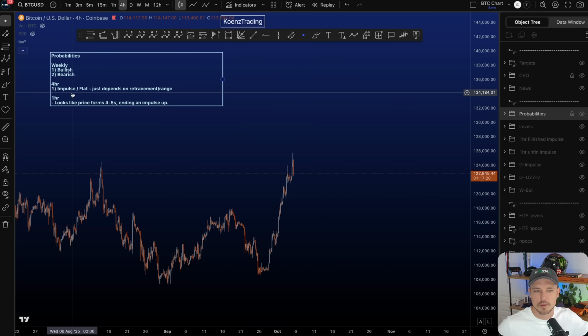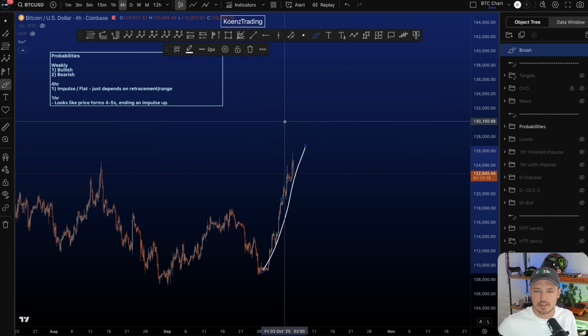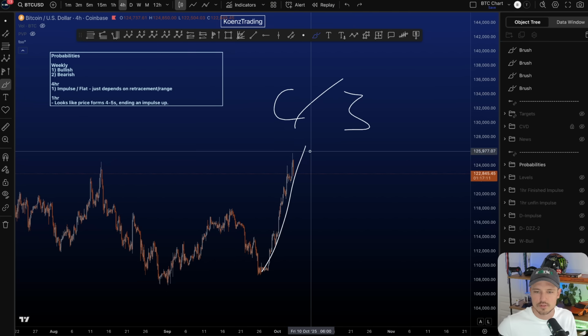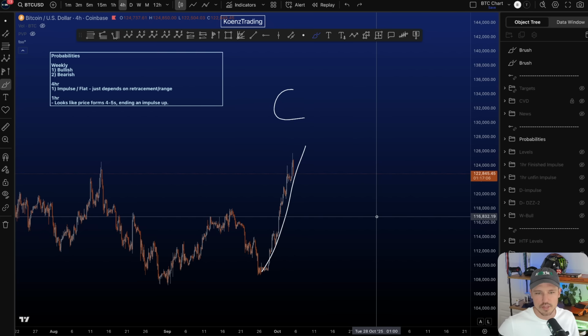So on the 4-hour time frame, I put them both on the one spot because in the end, this move to the upside counted as an impulse can be either a C or a 3, and after 3 you expect a wave 4, after C you expect a deeper retracement. In both cases you would look for a range or retracement.